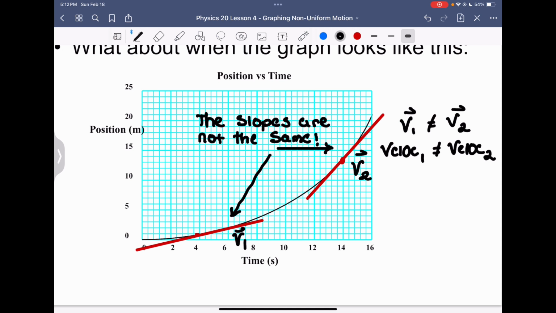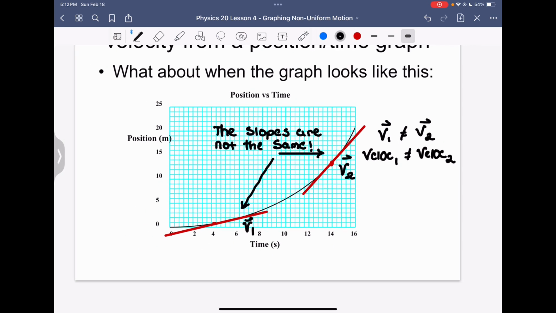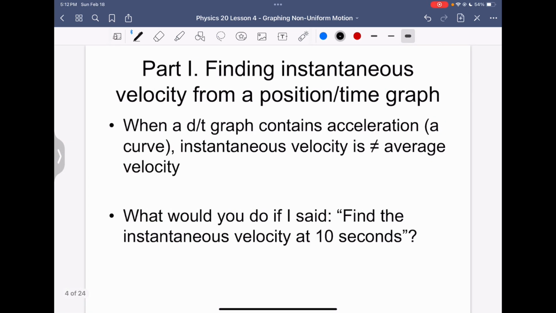So let's figure out how we can find the instantaneous velocity given one of these graphs. In fact, we already have the tools and we've discussed them, but let's formalize it. When we have a distance versus time, displacement versus time, or position versus time graph, you could call this a P versus T graph. That's another way it's often shown. When a D versus T graph contains acceleration, the instantaneous velocity does not equal the average velocity. Very, very critical point here. Anytime there's accelerated motion, the instantaneous velocity at any given moment will not be the same.